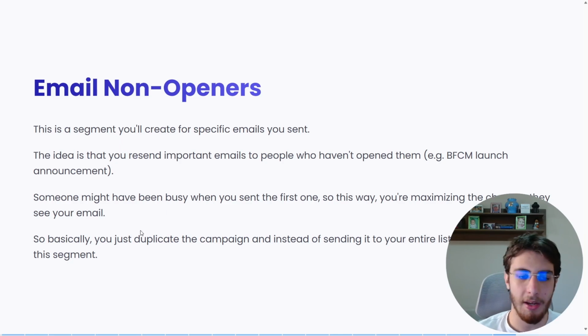So basically, you just duplicate the campaign. Go ahead to Klaviyo, OmniSend, whatever you're using. Click duplicate, like 3 dots, duplicate. And instead of sending it to your entire list, you send it only to the segment. So you choose the segment, and that's it, right?